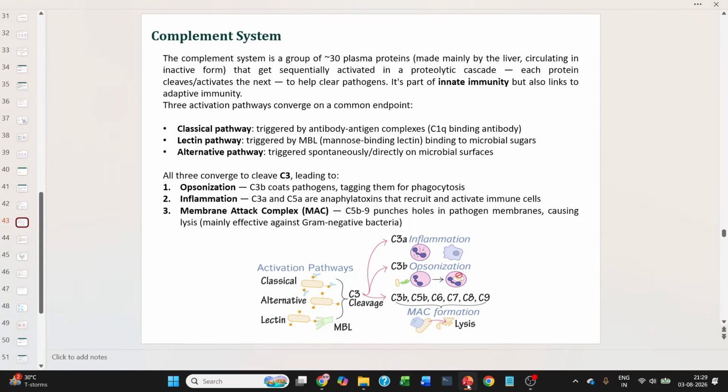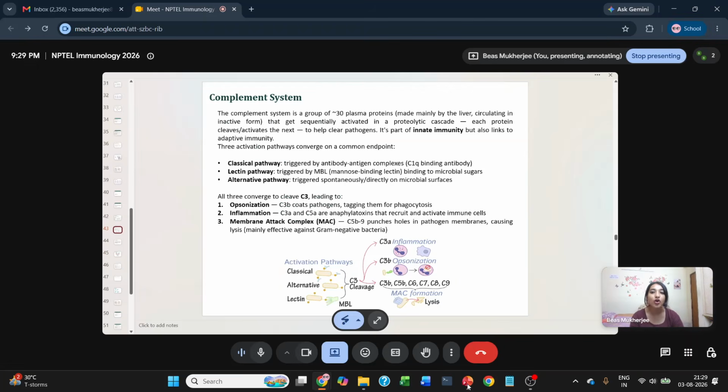Okay, that is the function. The complement system is a group of nearly 30 plasma proteins, mainly made by the liver, circulating in inactive form, that get sequentially activated in a proteolytic cascade. Each protein cleaves or activates the next to help clear pathogens. It is a part of innate immunity but also links to adaptive immunity.